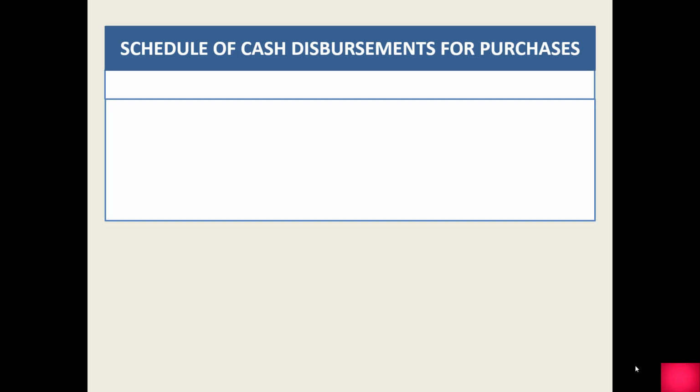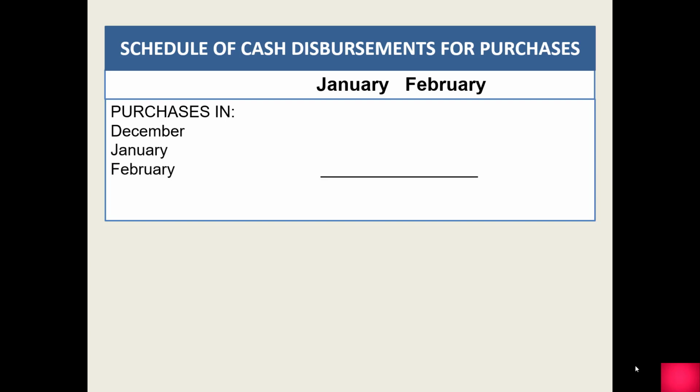Now we'll turn our focus to the cash disbursements. One of the primary reasons that companies will have to disburse cash is to pay for their purchases of inventory. We'll calculate this for January and February. We'll be paying for our purchases in December, January, and February over this 2-month period.